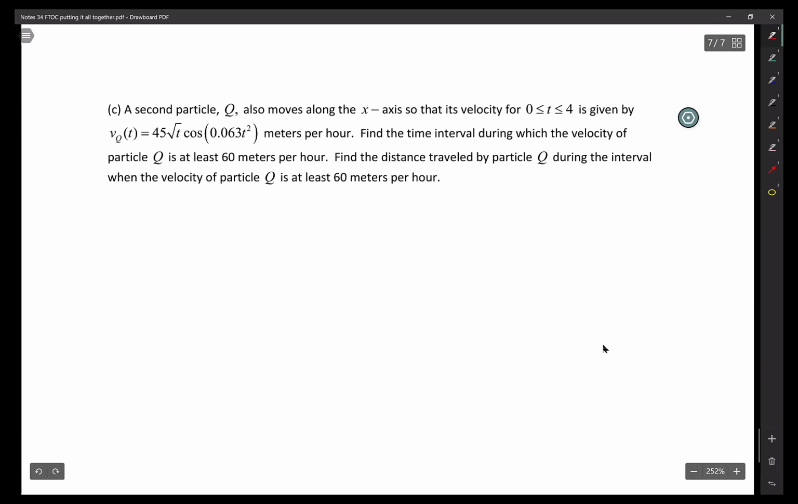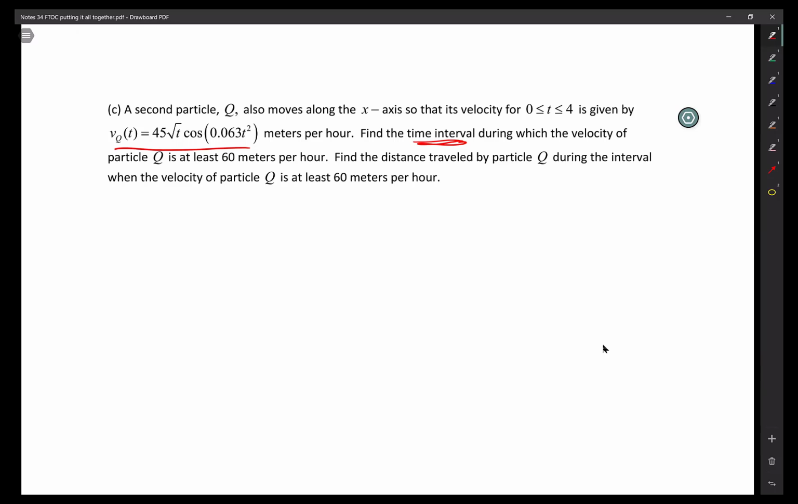All right, let's read this one together. A second particle Q also moves along the x-axis. Oh, okay. So its velocity between 0 and 4 is given by, and they give you a velocity equation, in meters per hour. Find the time interval, oh, okay, they want an interval, during which the velocity of particle Q is at least 60 meters per hour. Find the distance traveled by particle Q during the interval when the velocity of particle Q is at least 60 meters per hour. I haven't done this question, guys, but it gives me a big hint.